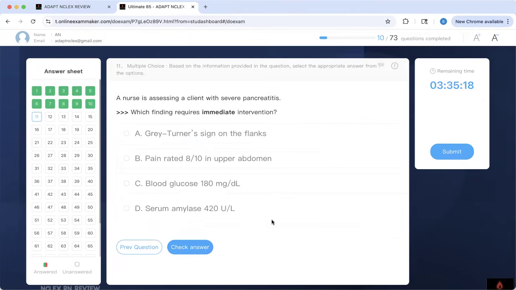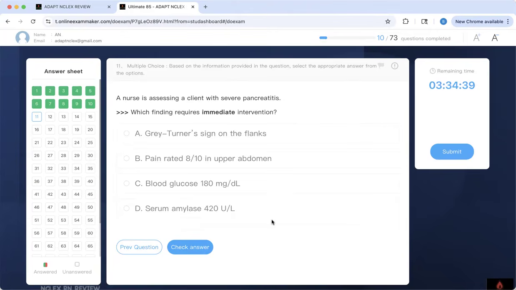And this is assessing a client with severe pancreatitis. Physiological adaptation. His condition has changed and he has physiological changes due to severe pancreatitis. Which finding requires immediate intervention? That means prioritization, something that is going to save the patient. Grey Turner's sign on the flank, pain rated 8 out of 10 in the upper abdomen, blood glucose of 180, and elevated serum amylase. You can tell it's physiological adaptation, there are changes in the condition. Everything is abnormal. But which one needs immediate intervention? All of them are bad, but there's one.